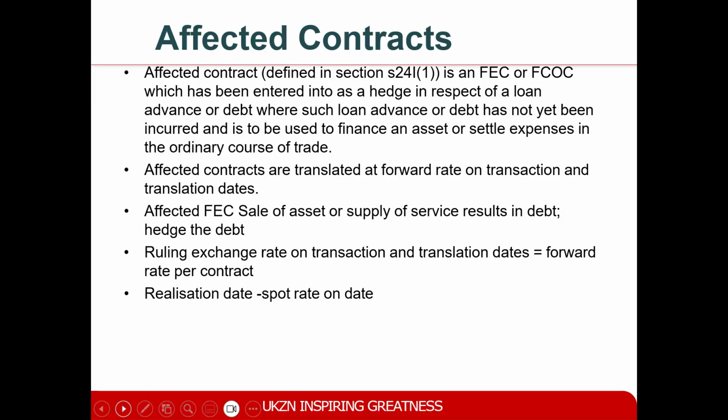So affected contracts then are translated at the forward rate on transaction and translation dates. So with an affected FEC, the sale of an asset or supply of service results in a debt. You will have a debt in that case, but you will have to use a ruling exchange rate on transaction and translation date of the forward trade per contract. On realization date, you always use what? Your spot rate.